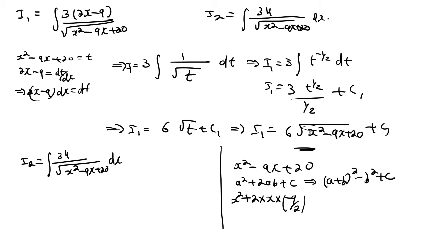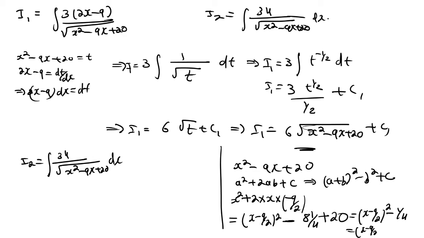Again rewrite it as a plus b whole square: x minus 9 by 2 whole square, minus b square, minus 9 by 2 whole square, that is 81 by 4, plus c value is equal to 20. So it is equal to x minus 9 by 2 whole square. See, 4 into 20, that is 80, minus 81, its value is equal to minus 1 by 4. So it is equal to x minus 9 by 2 whole square minus 1 by 2 whole square.